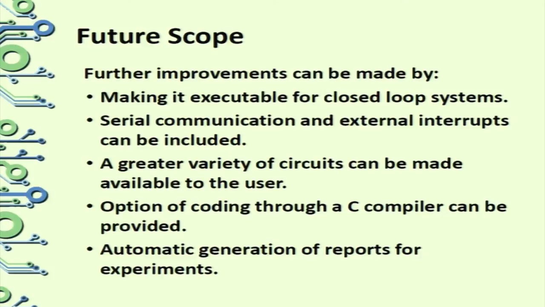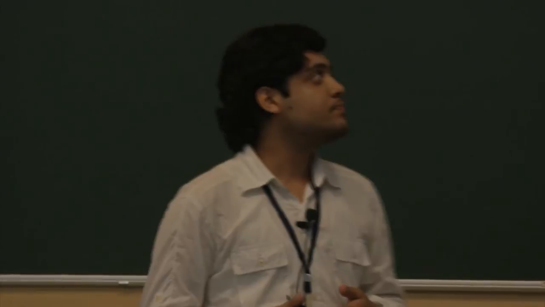While building this application, we faced a number of difficulties. A few challenges were handled, and some are listed here as the future scope of the project. The first one is making it executable for closed loop systems. Next, serial communication and external interrupts can also be included. From the workbench perspective, a greater variety of circuits can be made available to the user. Next, an option of coding through a C compiler can be provided. And lastly, we can give an option of automatic generation of reports once the user is done with the experiment.